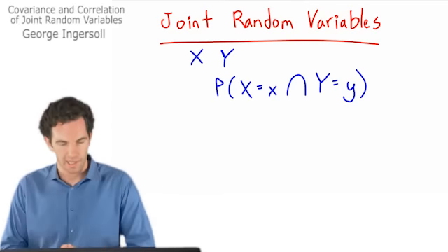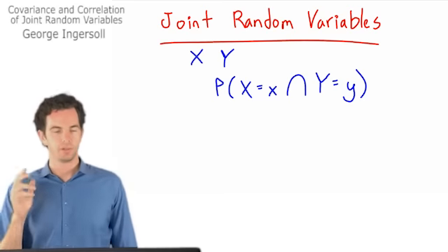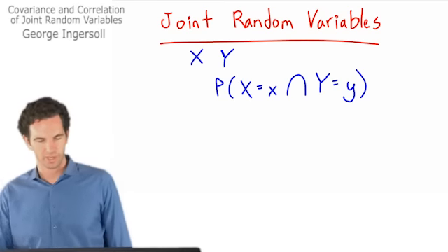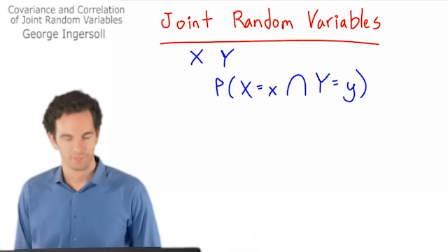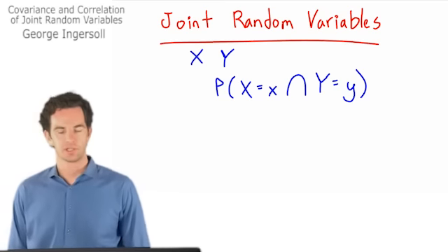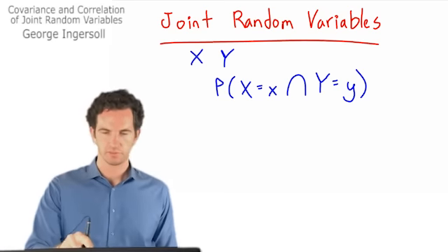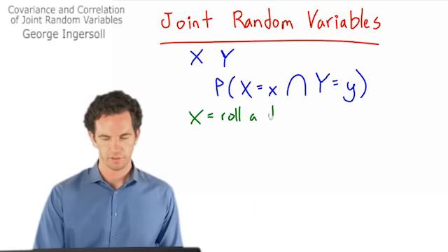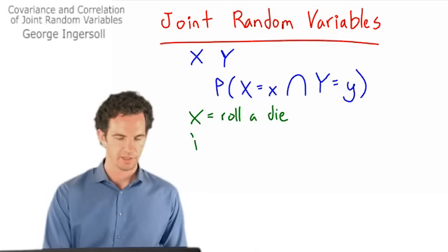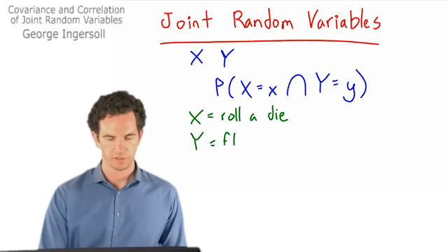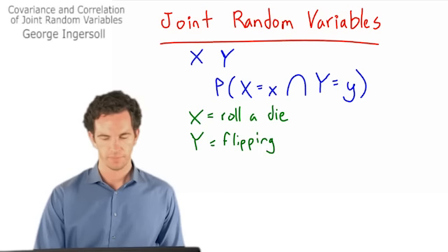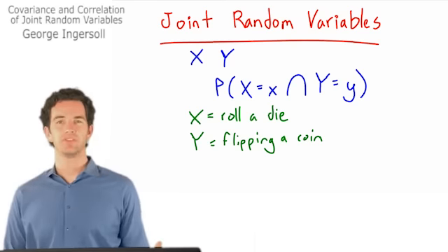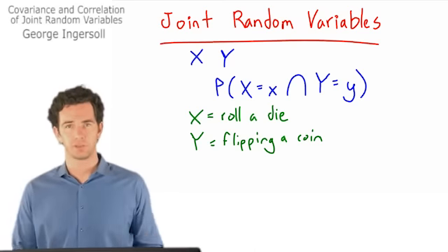Let's take a look at an example here. Let's say we have two events. We are rolling a six-sided die and we're flipping a coin, heads and tails, and 1 through 6. So we'll say X is rolling a die and Y is flipping a coin. X would be defined as 1 through 6, Y would be defined as heads or tails.